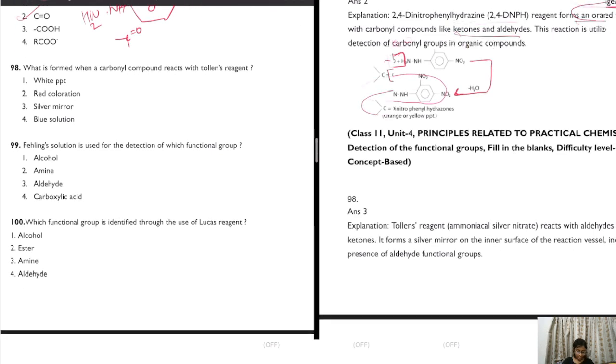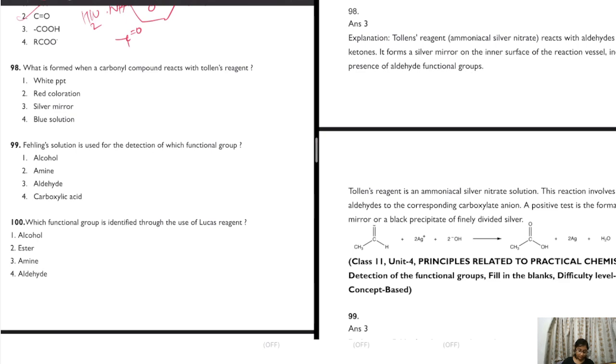Now let's see the next question. What is formed when a carbonyl group reacts with Tollens reagent? We know it is used for the detection of aldehyde. It reacts with aldehydes, but not with ketones. Okay. So, what is formed is a silver mirror on the inner surface of the reaction vessel. So, like if we have this reaction vessel, on the inner side, we get silver mirror. So the correct answer would be this.